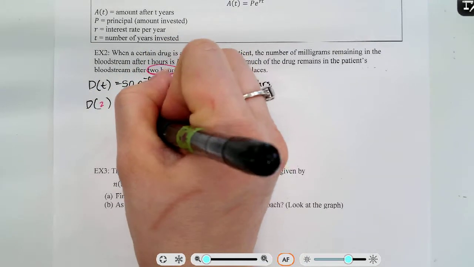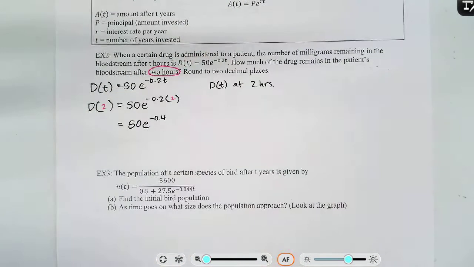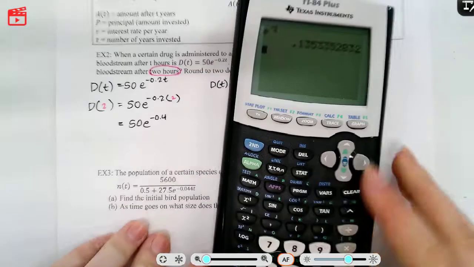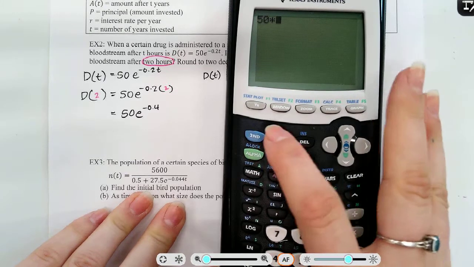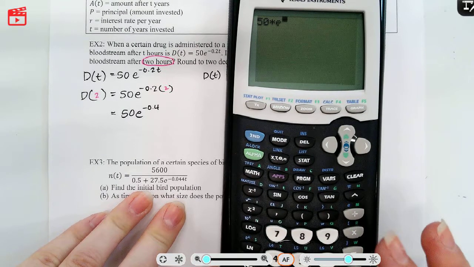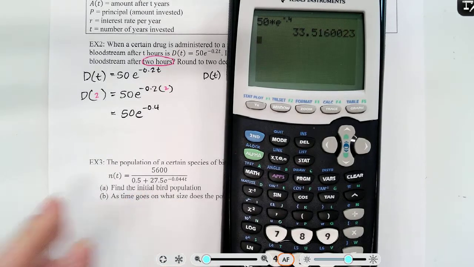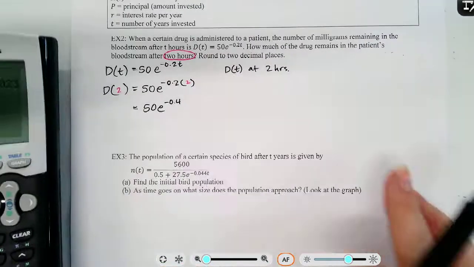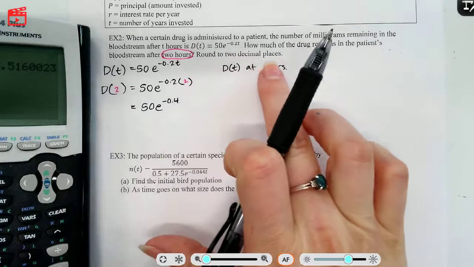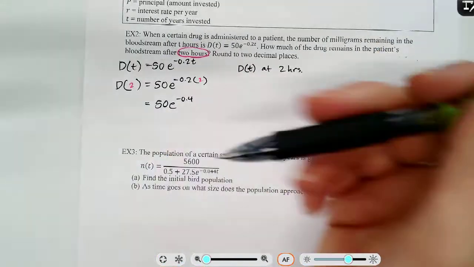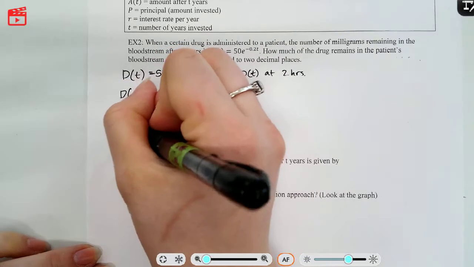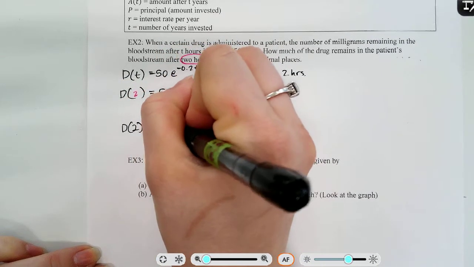Real quick, let me just simplify this out on the top. All right, we can plug that into our calculator now. And we'll get 50 times e to the -0.4, which is 33.51. Actually, they tell me to round to 2 decimal places, so that's going to be 33.52. So D of 2 is approximately 33.52.